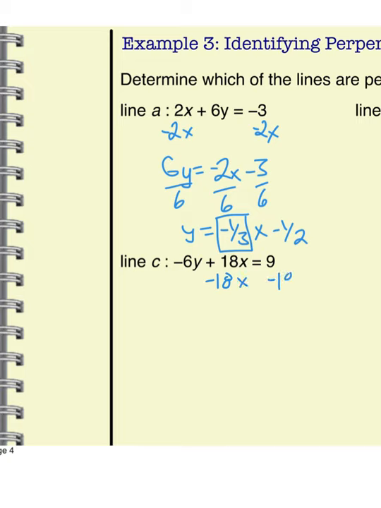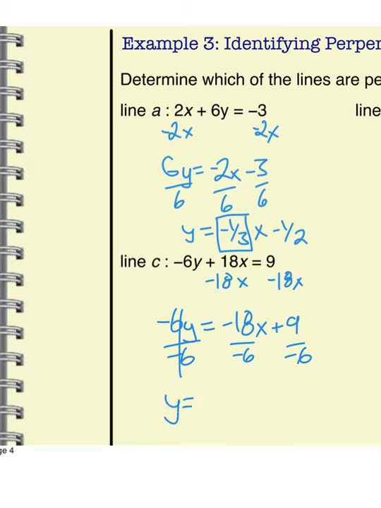All right, and c, getting y by itself, first we're going to get rid of the x term, so minus 18x from both sides. And I have -6y equals -18x plus 9. Then we divide every single term by -6. And we get y equals -18 divided by -6 is 3x plus -3/2. So m is 3.